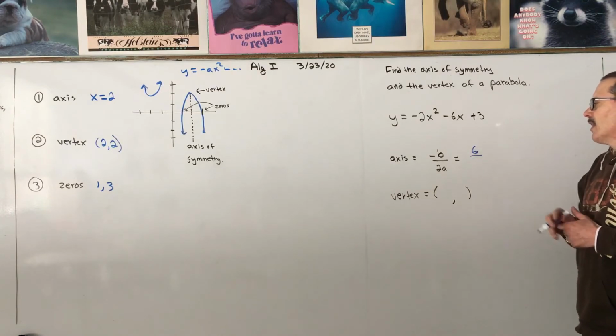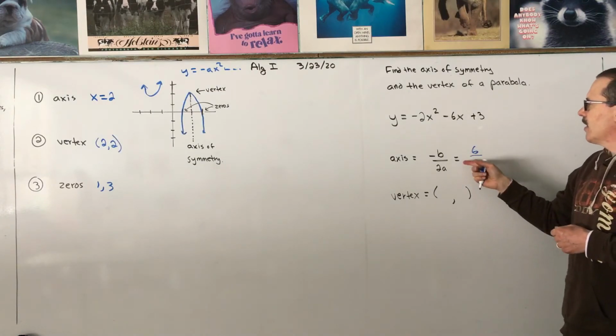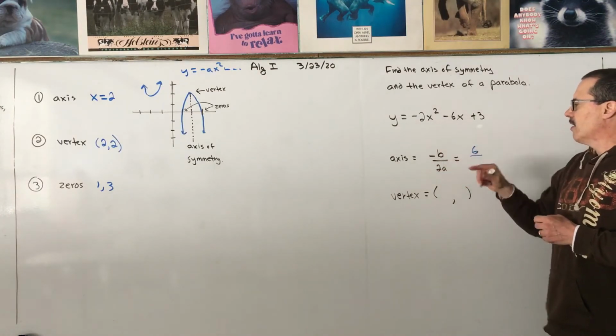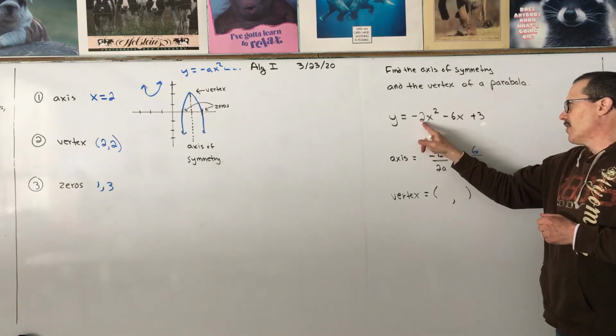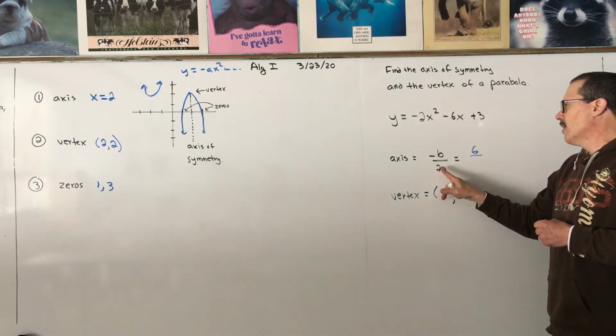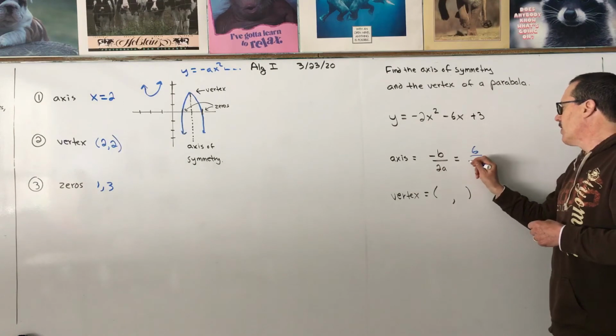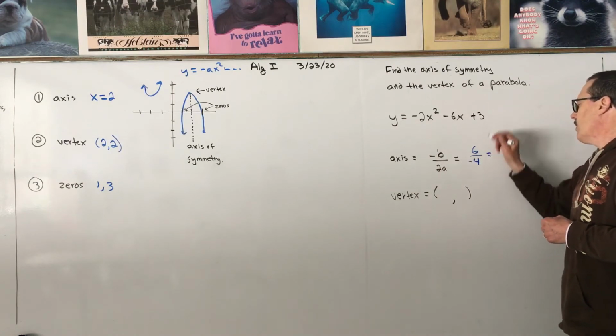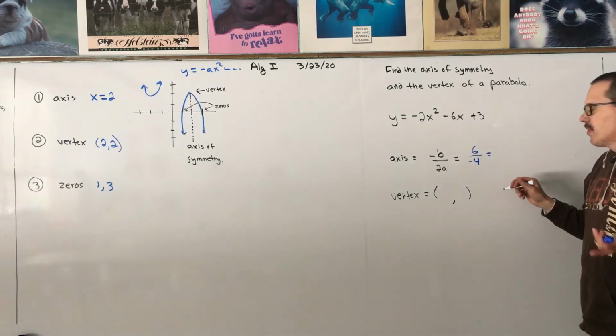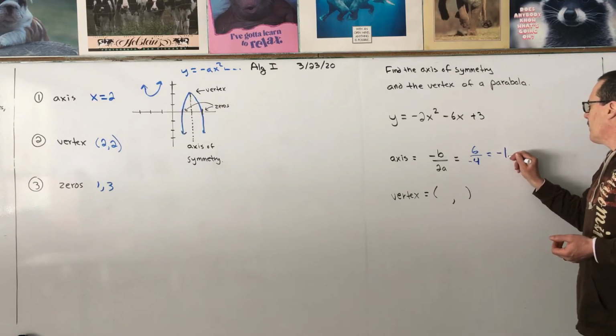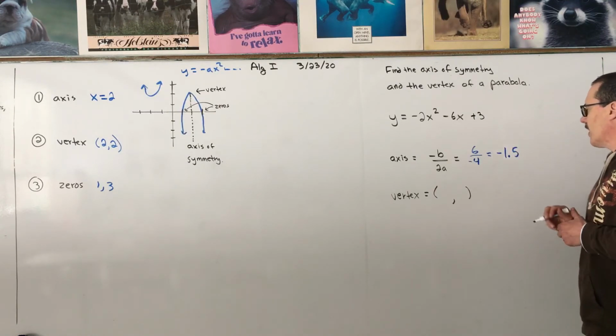Boy, is that a mistake a lot of people make. The other thing is you have to go 2 times your a. So the a is negative 2, and you have to multiply it by 2. So 2 times negative 2 would give you negative 4. So when you did this, I would change it to a decimal. It makes it easier. It's going to change to negative 1.5.